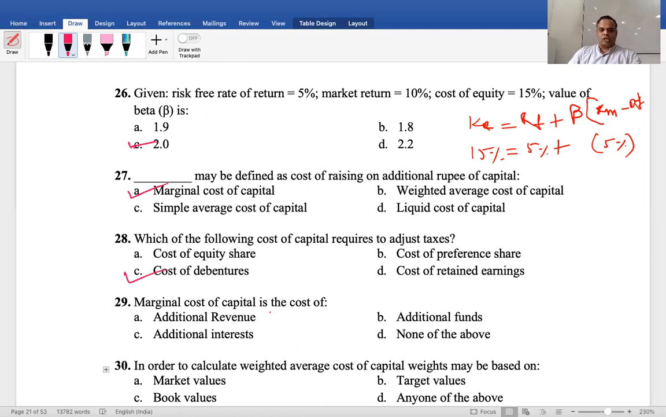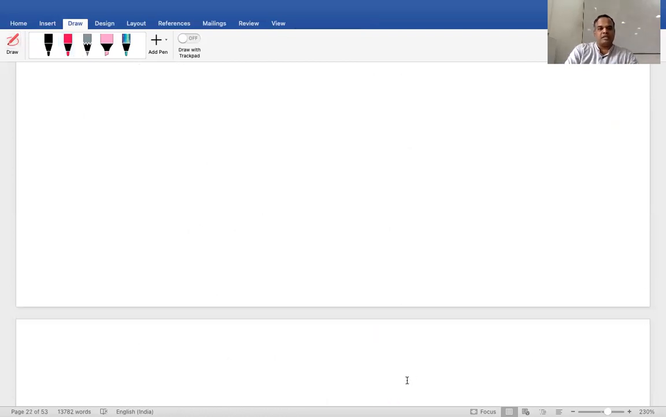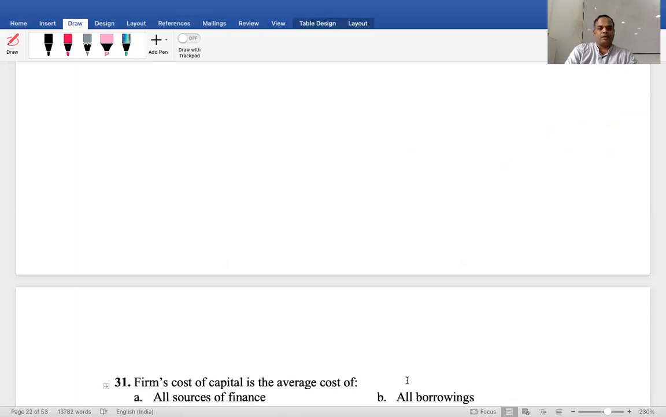Next. Marginal cost of capital is a cost of additional revenue, additional fund, additional interest, none of the above. Additional fund. Cost of capital is itself for fund. Next. In order to calculate weighted average cost of capital, weights may be based on market value, target value, book value, any one of the above. Any one of the above. That's all.